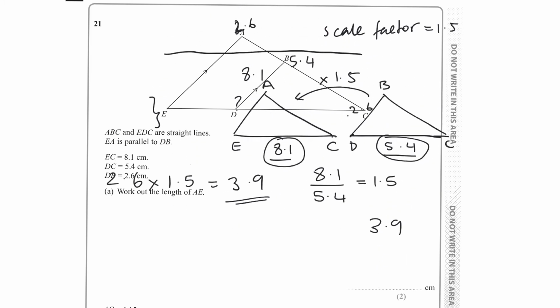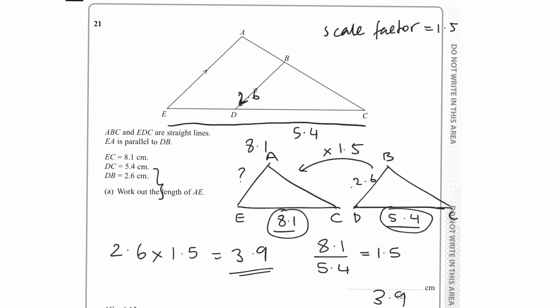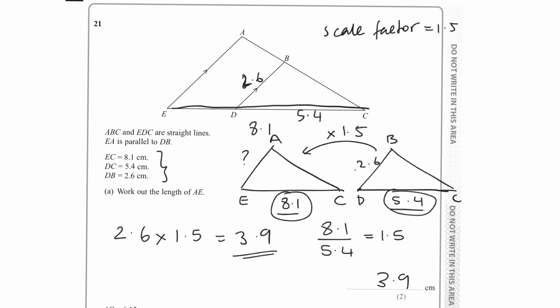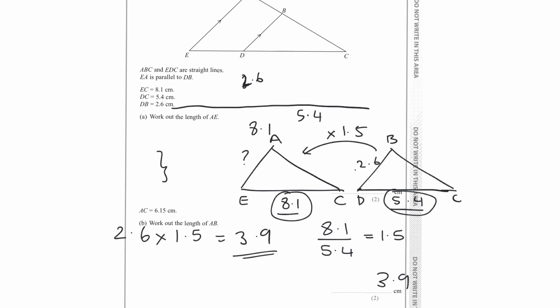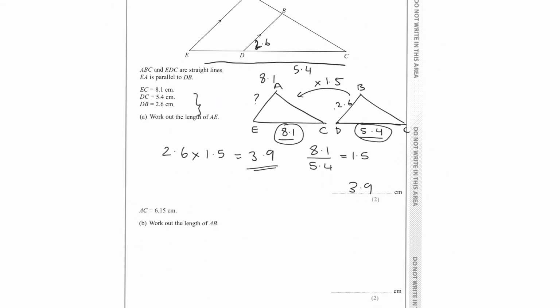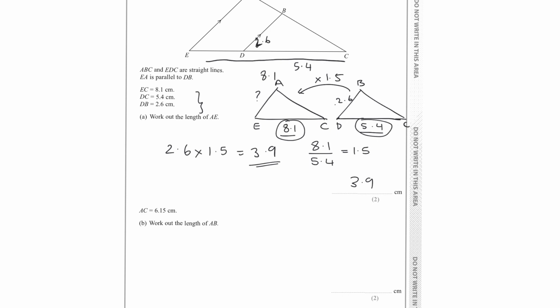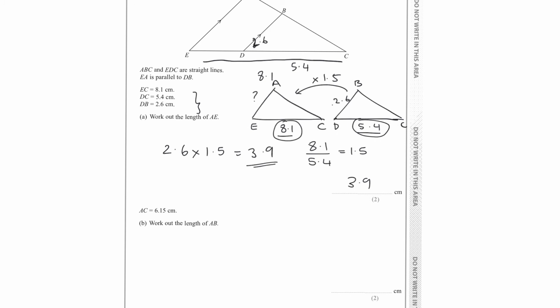And then if we go on to, everything's moved. Okay, if we go on to part B, it says A to C is 6.15 centimeters, and it wants us to work out the length A to B.